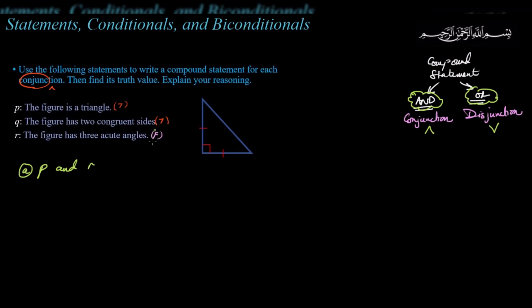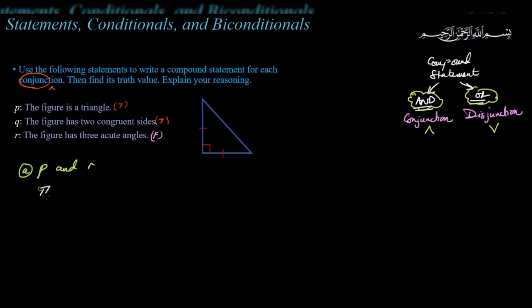So the first two are true, and the third one is false. Okay, so the first part says we're asked to write this compound statement, P and R. So to write this, it says P and R. That's actually the first and the third.